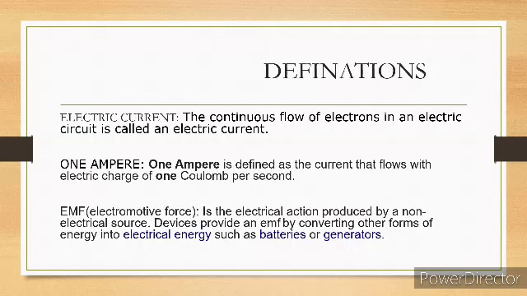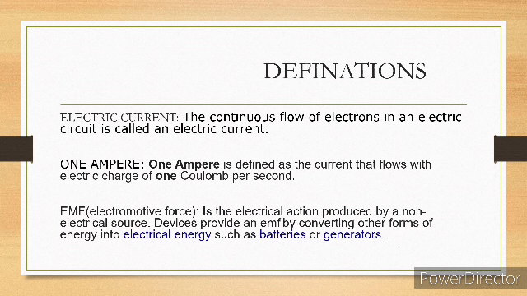Now let us look at the basic definitions which are very important from the exam point of view. First is electric current. Electric current is nothing but the continuous flow of electrons in an electric circuit. In any circuit, how will you know that electric current is flowing? When you switch on, the light is produced because there is a flow of current. There is a continuous flow of charges, meaning the electrons, which causes the current to be produced. That is nothing but electric current.